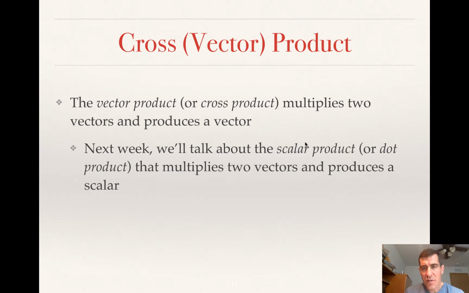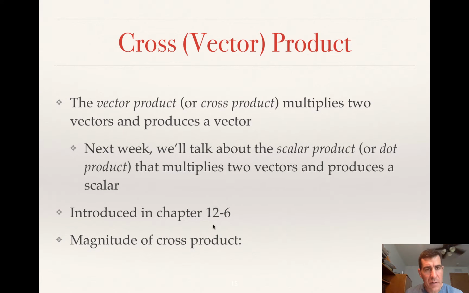Now, there's also something called the scalar product, or also known as the dot product, that multiplies two vectors together and actually produces a scalar. So we'll talk about that next week, once we get to work. Okay, so again, this was introduced back in chapter 12-6, although I kind of skipped over it when we were doing chapter 12.